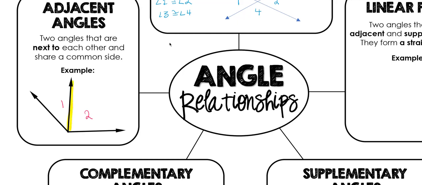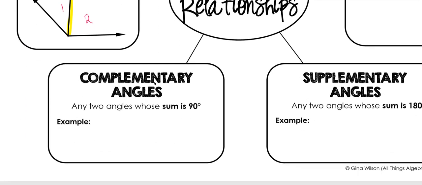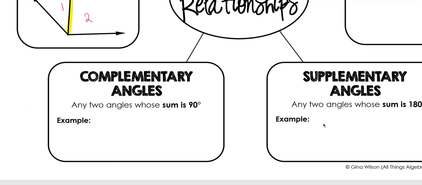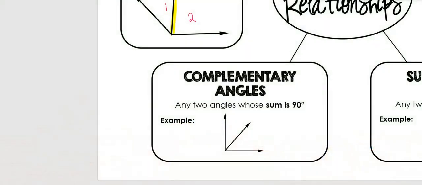Now let's move down over here to complementary angles. Those are two angles whose sum is 90 degrees. So let's draw one of those. Here's an example of a complementary angle, the two angles whose sum is 90 degrees. So this would be angle 1, this would be angle 2, they're 90 degrees. So you could say that angle 1 plus angle 2 is equal to 90 degrees.